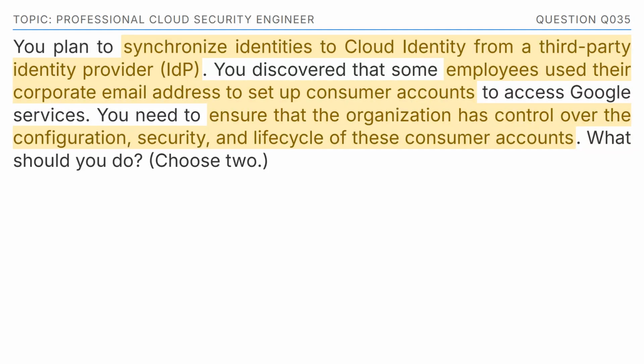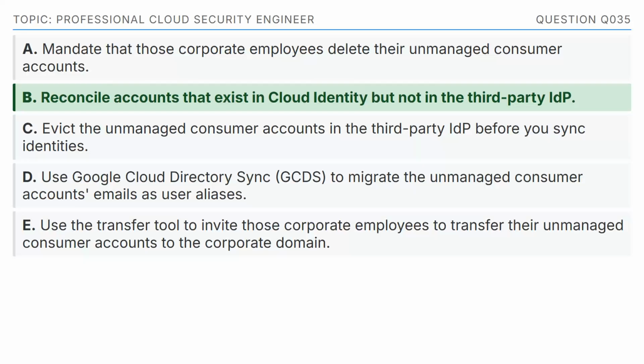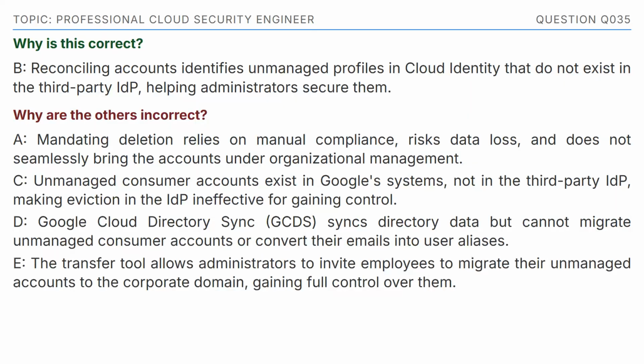To arrive at the correct answer, we focus on the keywords: synchronize identities to Cloud Identity from a third-party identity provider, IDP. Employees used their corporate email address to set up consumer accounts, ensure that the organization has control over the configuration, security, and lifecycle of these consumer accounts. The correct answer is option B, reconcile accounts that exist in Cloud Identity but not in the third-party IDP. Why is this correct? B. Reconciling accounts identifies unmanaged profiles in Cloud Identity that do not exist in the third-party IDP, helping administrators secure them.